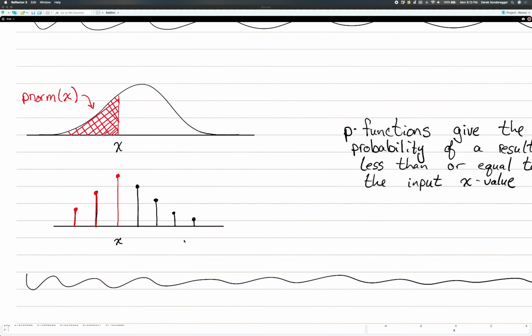The next thing that I need to be able to do is to calculate the probability of some value and everything less than it. In a continuous distribution, this is going to be the area under the curve. In a discrete distribution, this is going to be the probability of some value plus the probability of everything less than it. So the p function gives the probabilities, but it's always the probability of that value or less.